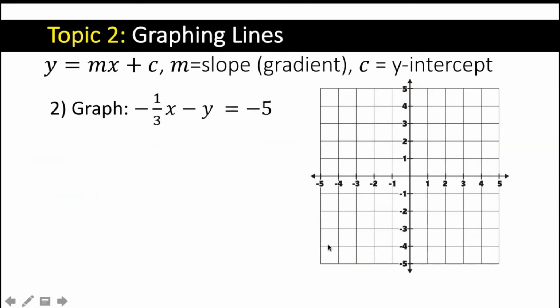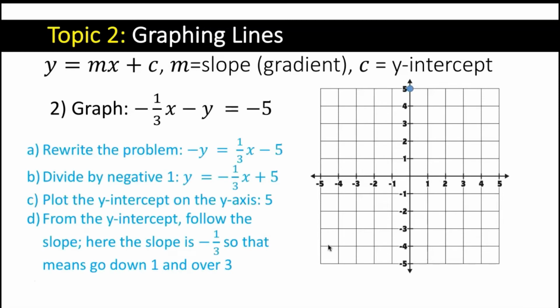Let's take a look at example number 2. In example number 2, we have to graph -1/3 x minus y equals -5. In this case, we also want to start by getting the y by itself. So how am I going to get the y by itself here? You're going to have to take the -1/3 x and take it over to the other side. And then you're still going to be left with a -y, so you're going to have to divide everything by -1. So again, rewrite the problem.